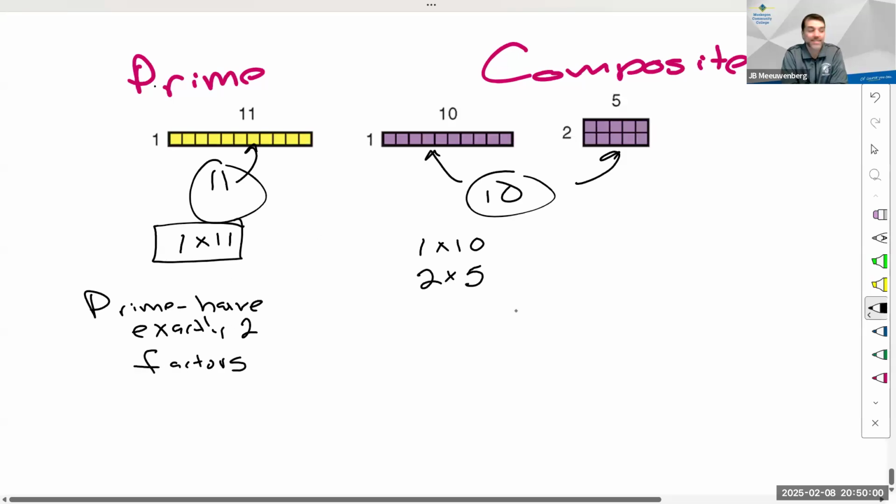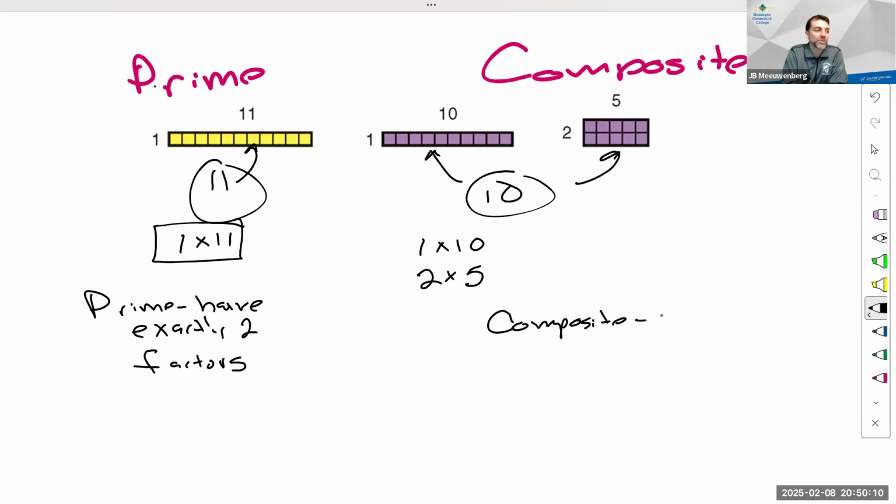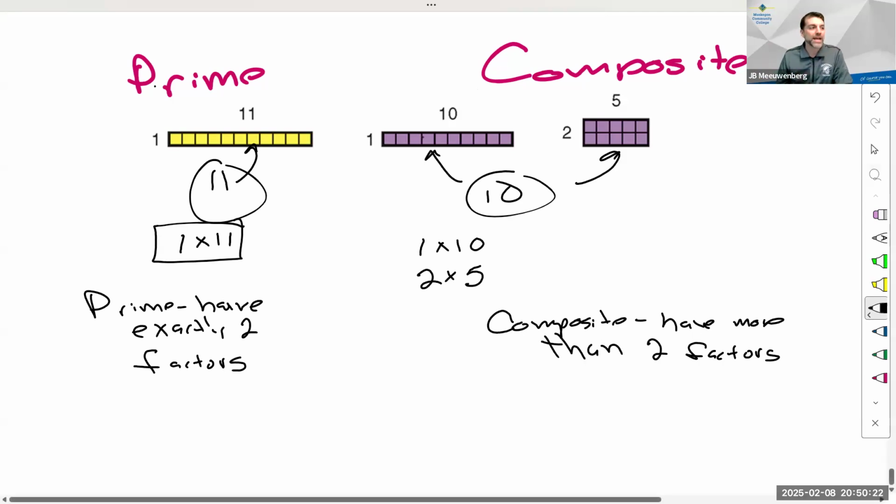Okay, 1 and itself. Composite numbers, they're composed or made up of additional numbers. So these have more than 2 factors. So that's what we mean when we talk about prime numbers and composite numbers, and it's illustrated very clearly here in this sort of diagram.